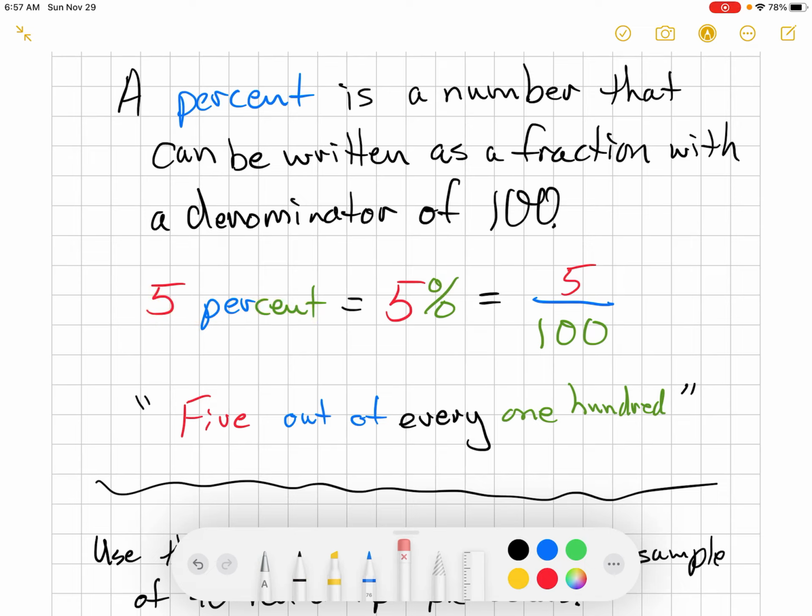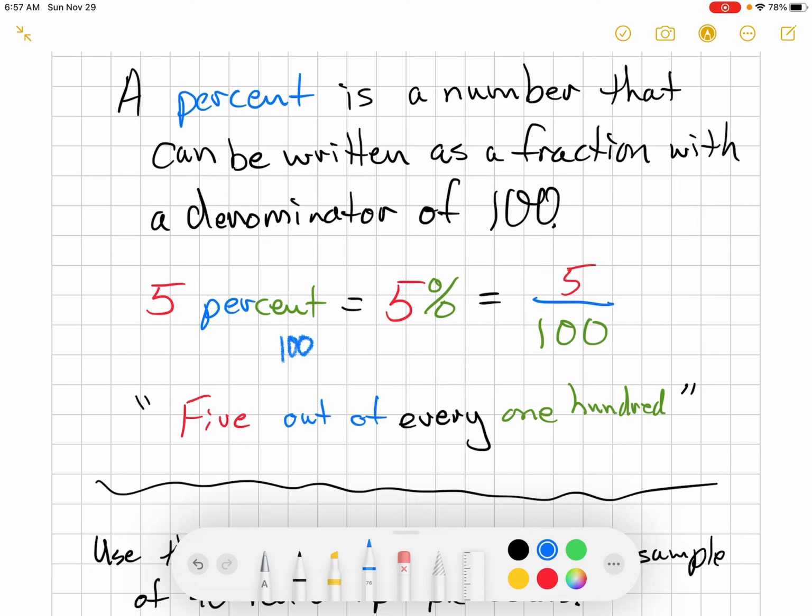Cent is something you might have heard, not just in money, but in other capacities, right? There are 100 cents in a dollar. A century has 100 years. A centurion, back in Roman times, was somebody who was in charge of 100 men for fights, wars and stuff like that, right? So cent means 100. And per means out of.